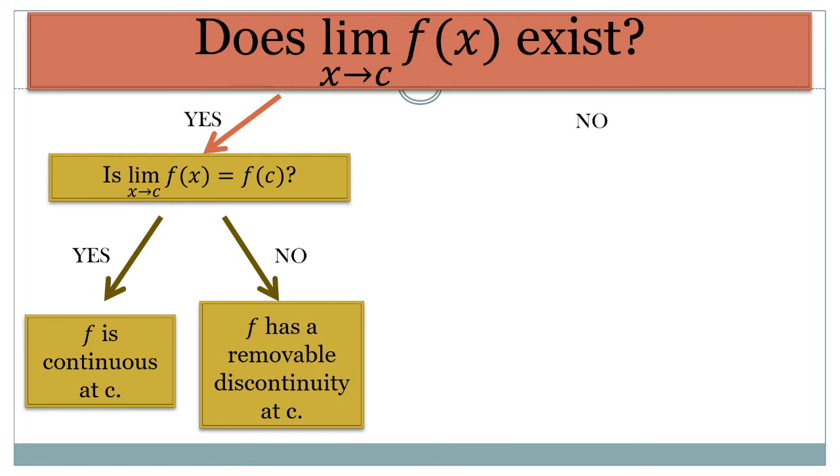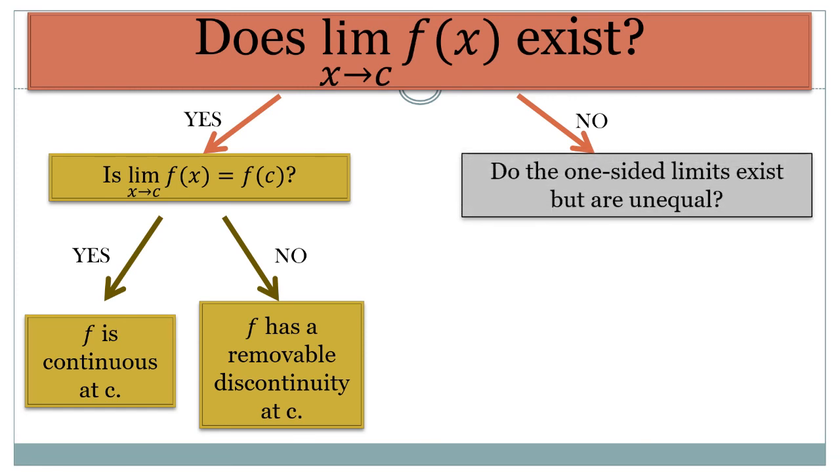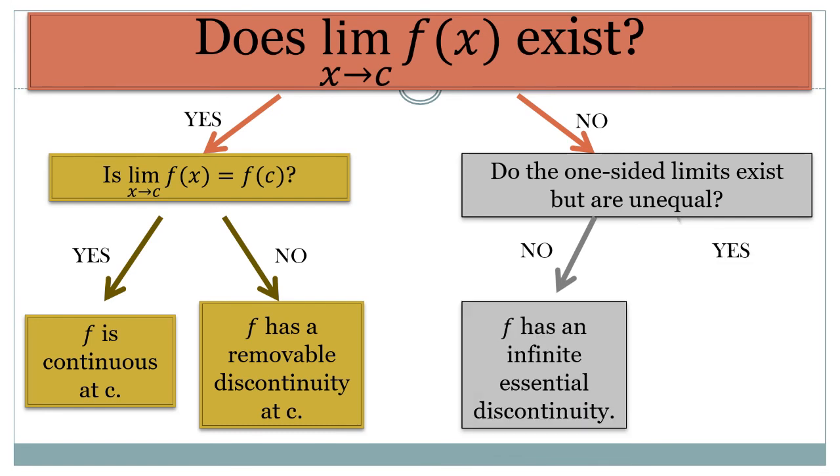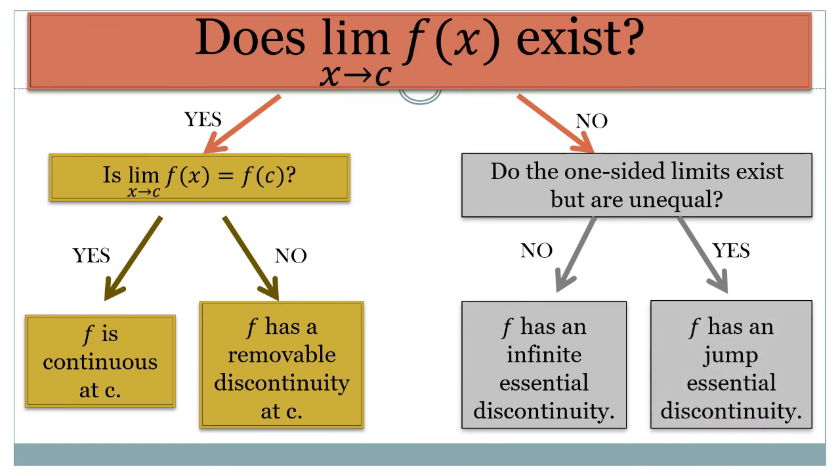If your answer a while ago was no to the question, does the limit of f of x as x approaches c exist, do the one-sided limits exist but are unequal? If your answer is no, f has an infinite essential discontinuity. If your answer is yes, f has a jump essential discontinuity.